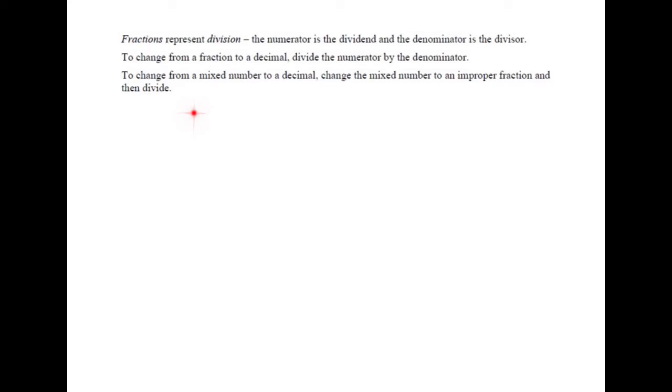That's the hard way, in my opinion. You can do like we did before, just leave the whole number, and I will go over that in just a minute. But first of all, let me simplify this a little bit. To change a fraction to a decimal, divide the numerator by the denominator, it says. So let me show you.